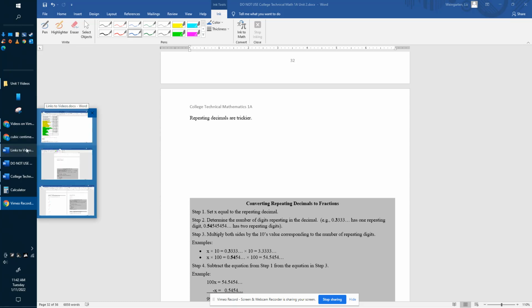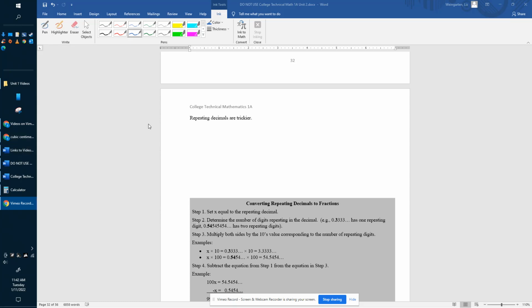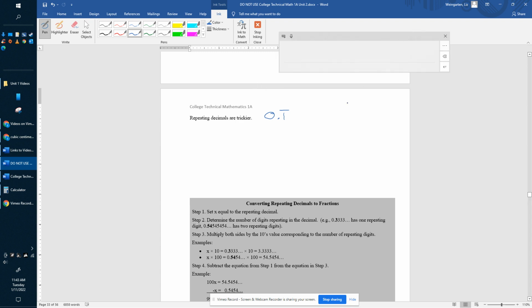Now, repeating decimals are trickier. We can't simply put the number over the number of 10 spot it's on because it goes on forever. You can't have a fraction that goes on forever. But there's a trick to work with these. So let's look at the decimal 0.1 repeating. How can we convert that?